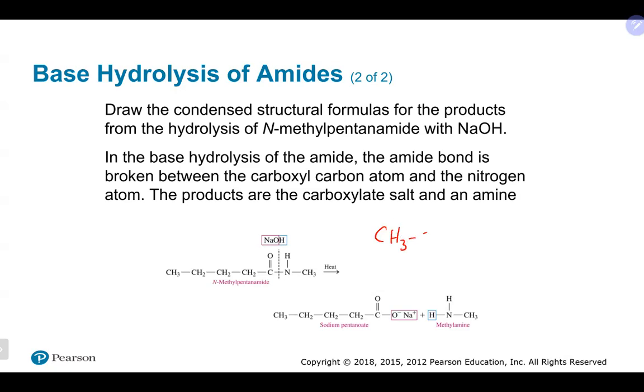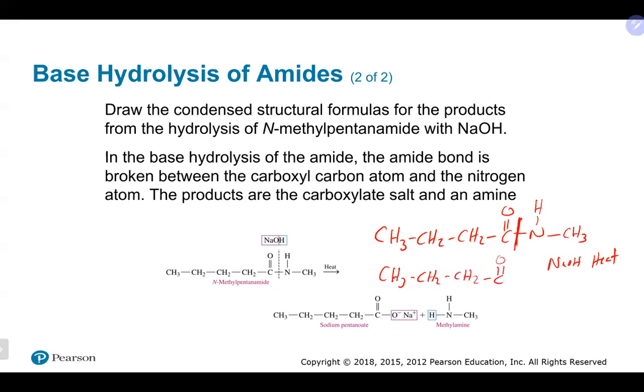So if we borrow this guy here, we're going to break this apart, and we're going to basically do a base hydrolysis. So something like sodium hydroxide plus some heat. And again, we'll get the parts here. So we'll get our part of our carboxylic acid, and we will get our amine part coming off of here.